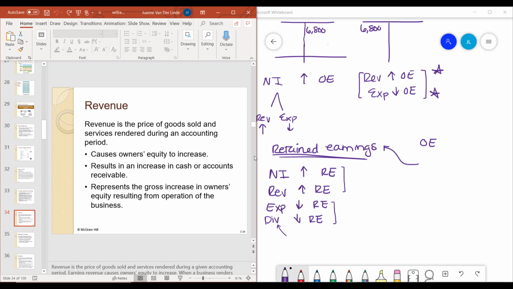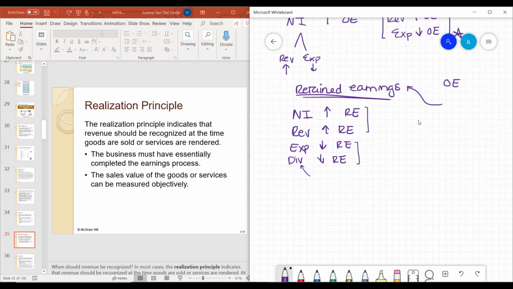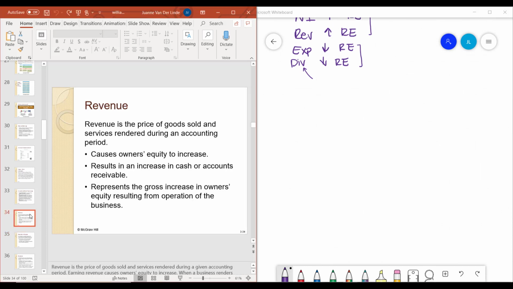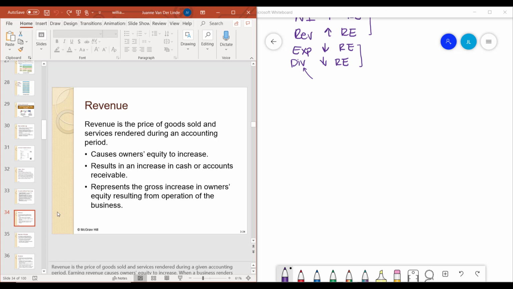All right, so let's get into our discussion of revenues and expenses. The realization principle is an important principle that we'll get to in a second regarding revenue, but let's first take a look. So revenue is the price of goods sold and services rendered during an accounting period. So the key there is goods sold and services rendered.